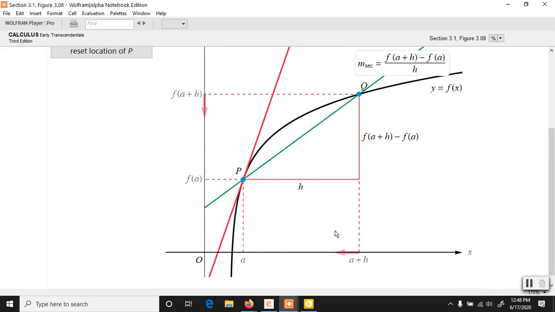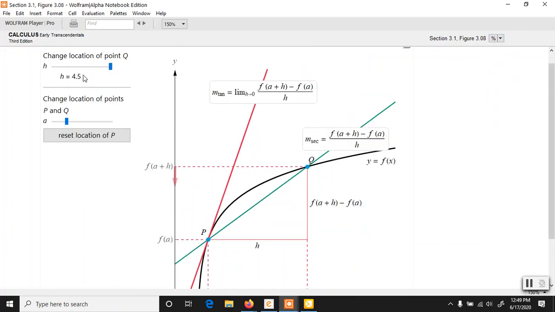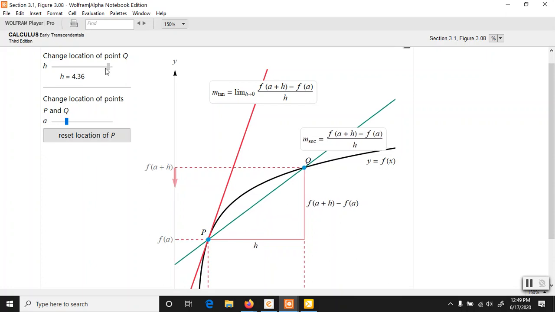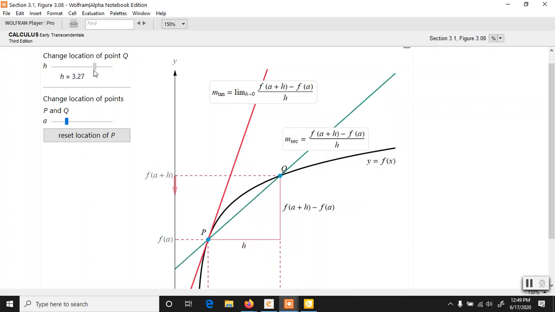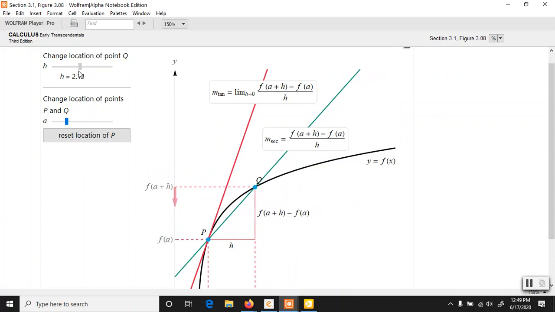However, if we allow the value of h to get smaller, let me make the picture just a little bit smaller here. See, the value of h right now is about 4.5. So I'm gonna shrink that a little bit, and note, gang, look at the figure. As I shrink the value for h, notice that the point Q is getting closer and closer to the point P.